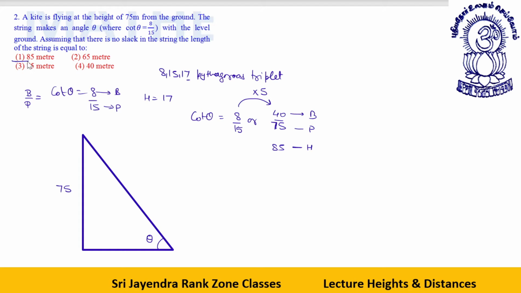Okay. 85 meter. This is 5 times of 8, 15, 17 triplet gives 40, 75, 85. This was our base, this was our perpendicular, therefore this becomes our hypotenuse. Next one.